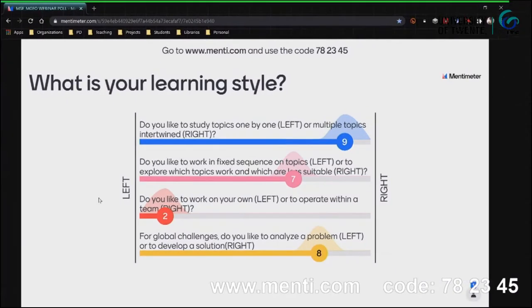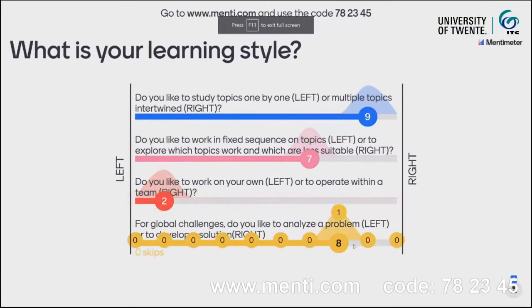The questions that we have are, first of all, how do you like to study your topics? Is it one by one? Then you should go a bit more to the left. Or do you like to combine topics? Then you should go a bit more to the right. Also, would you like to follow topics in a fixed sequence that's been thought of by somebody else? Or do you like to experiment a bit more and find out by yourself? Then you should be a little bit more to the right.